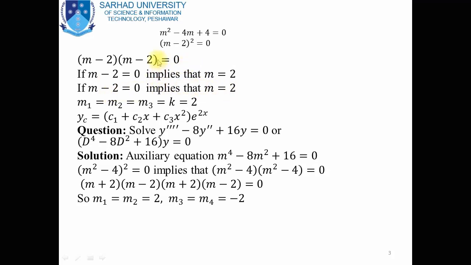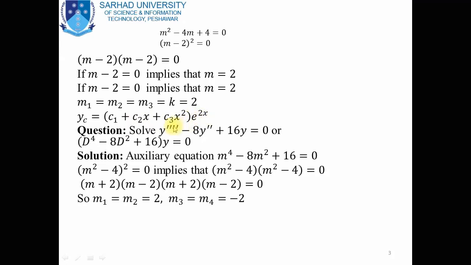So in this auxiliary equation the roots are real and repeated. So we have three roots, 2, 2 and 2, but the roots are repeated. So the complementary solution for this differential equation is equal to c1 plus c2x plus c3x square into e power mx. Since the root m is equal to 2, the complementary solution is equal to c1 plus c2x plus c3x square into e power 2x.